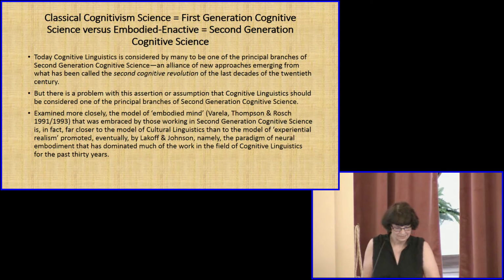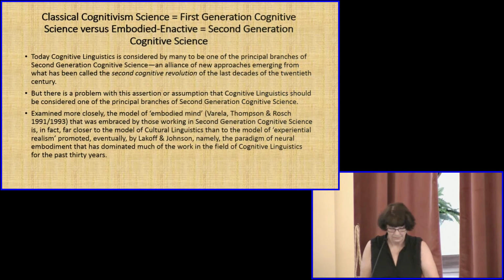Examine more closely the model of embodied mind by Varela, Thompson, and Rosch from 91, republished in 93, that was embraced by those working in second-generation cognitive science. It is in fact far closer to the model of cultural linguistics than to the model of experiential realism promoted eventually by Lakoff and Johnson, namely the paradigm of neural embodiment that has dominated much of the work in the field of cognitive linguistics for the past 30 years.